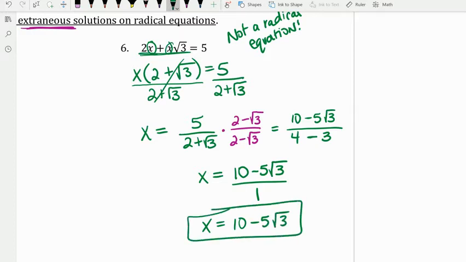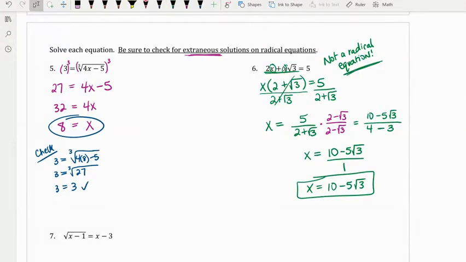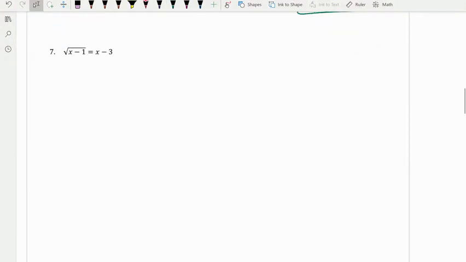Okay, now you can do the squaring thing on this one to get rid of the radical, but it makes a much bigger mess. It is way easier if you recognize that this is not a radical equation and you can just factor out that x. Much, much simpler that way. Okay, all right, next one, number 7.